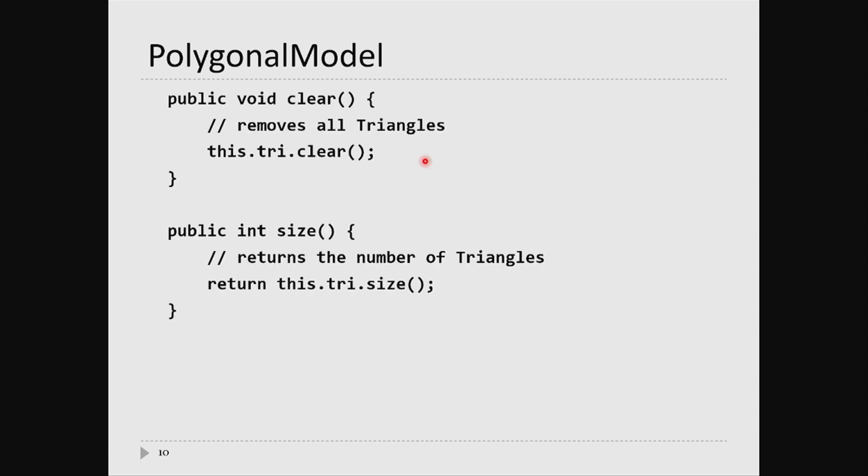Okay, we've got some methods here. So we can clear the model. Clearing the model removes all the triangles. So how do you remove all the triangles? Well, you just clear the list. What is the size or number of triangles in the model? Well, you just return the size of the list. So here you can see how using a list object makes your life really easy when you go to implement some of these methods.